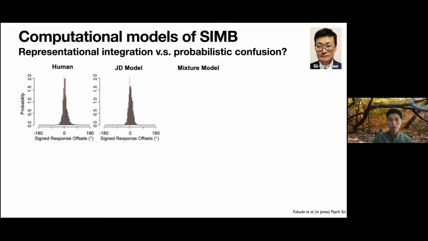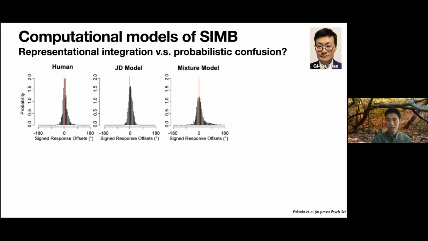Here, what I'm showing you is the best fitting joint density model with a representational integration model. Now let's contrast this to the best fitting mixture model. I think it's very clear which model is winning to approximate the human data. Right? The JD model seems to capture most of the really core characteristics of the human data, whereas the mixture model doesn't quite do that.